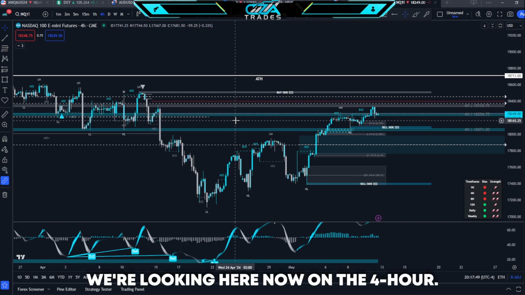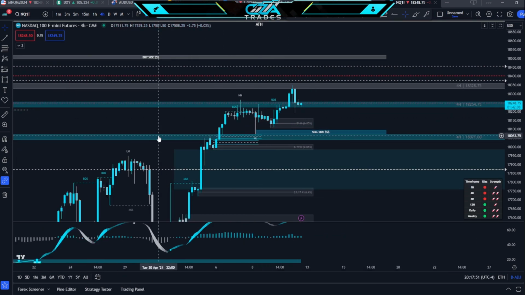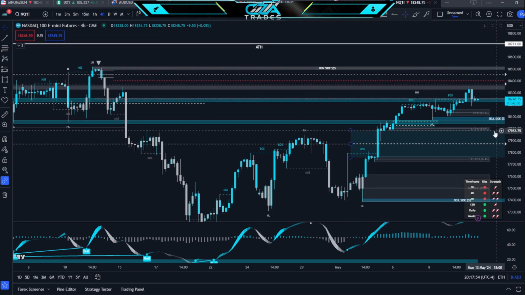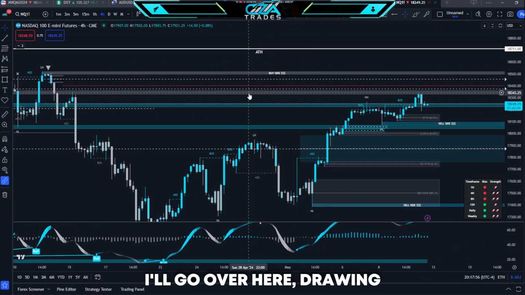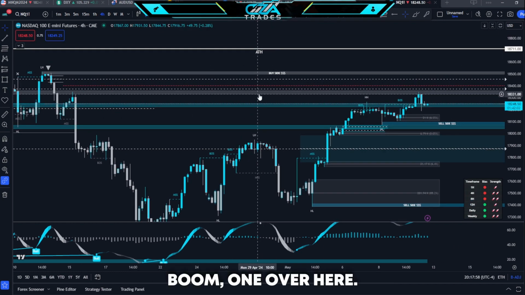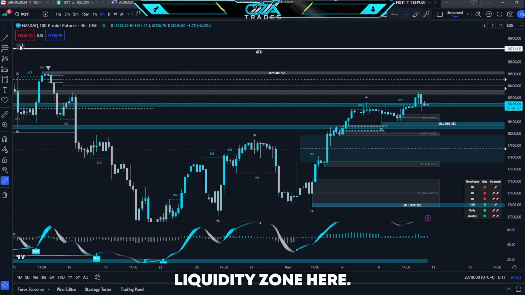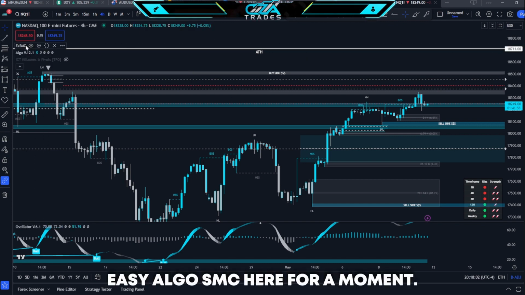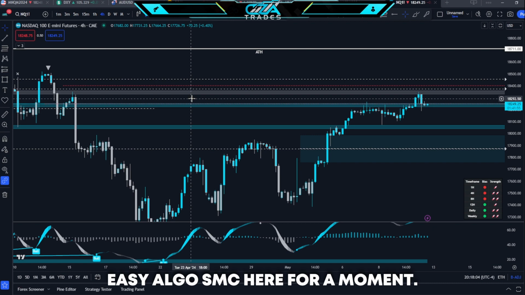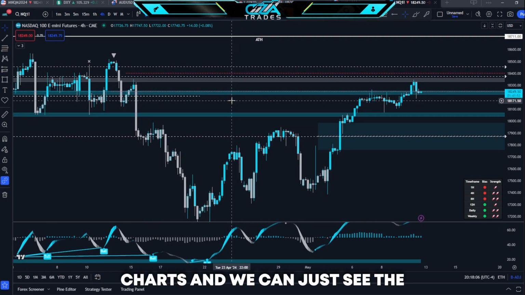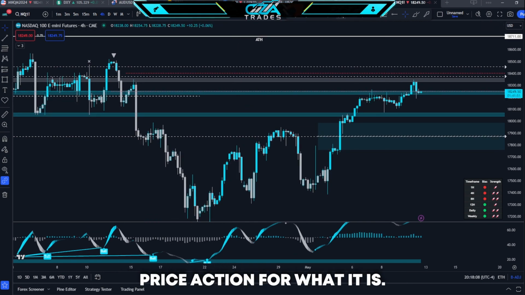We're looking here now on the 4-hour. What do we see on the 4-hour? We're looking left. You see EZAlgo over here, drawing out these resistance levels. Boom, one over here, and then we also have this buy-side liquidity zone here. We're going to remove the EZAlgo SMC here for a moment so we can just get the clean charts and we can just see the price action for what it is.